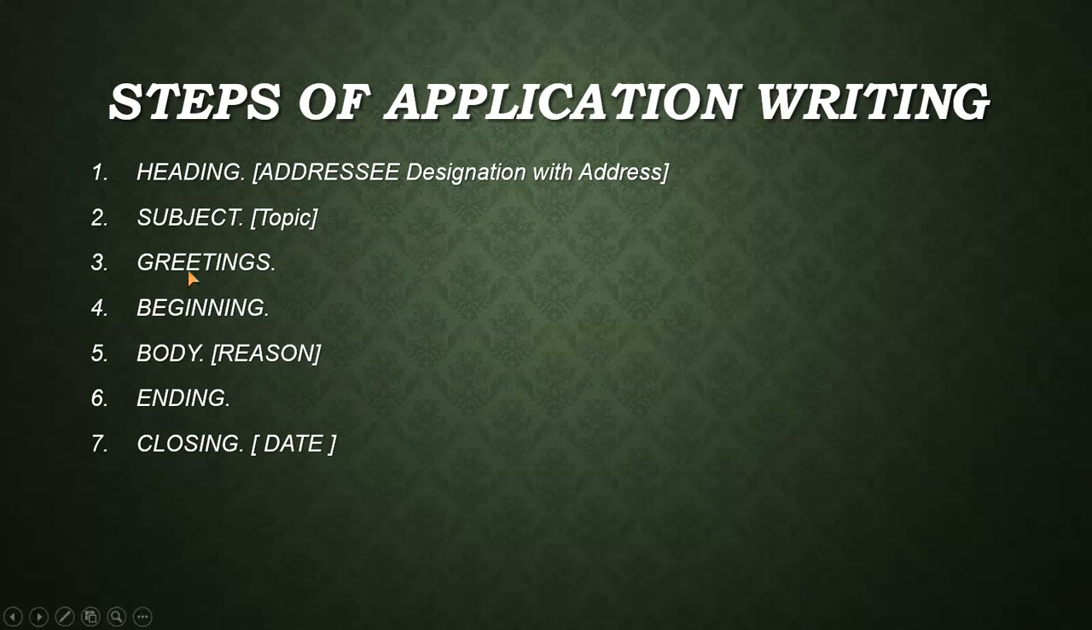There are 7 steps. You can see that these are steps 1 to 7. And the first one is the heading. Heading includes the addressee designation with address. Addressee means to whom you are writing the application, the authorized person who is called the addressee here. And you are not actually writing the name of the addressee. You are just writing the designation, whether the principal, the manager, whatever, the head of the organization or the department. You have to write the designation of the addressee with the address, okay, with the complete address, in which you can mention the city name as well.